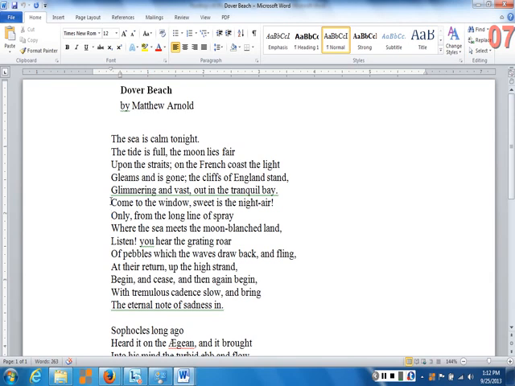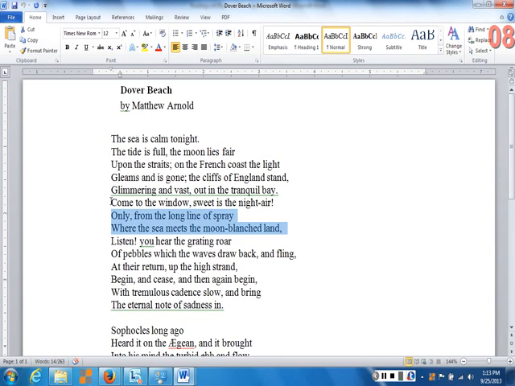Okay, it seems as though he's continuing his description, but he says "only," as if he were taking exception to something. Okay, so we've got "the long line of spray." That's part of the description. He's still describing the ocean, the sea, the spray from the waves, "where the sea meets the moon-blanched land." The sea meeting the shore. Moon-blanched means that the white moonlight is making the land seem white, as it does in the light of the full moon.